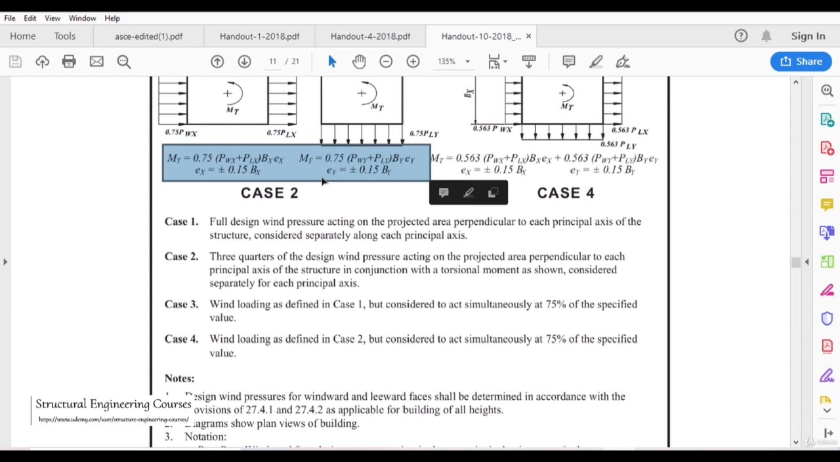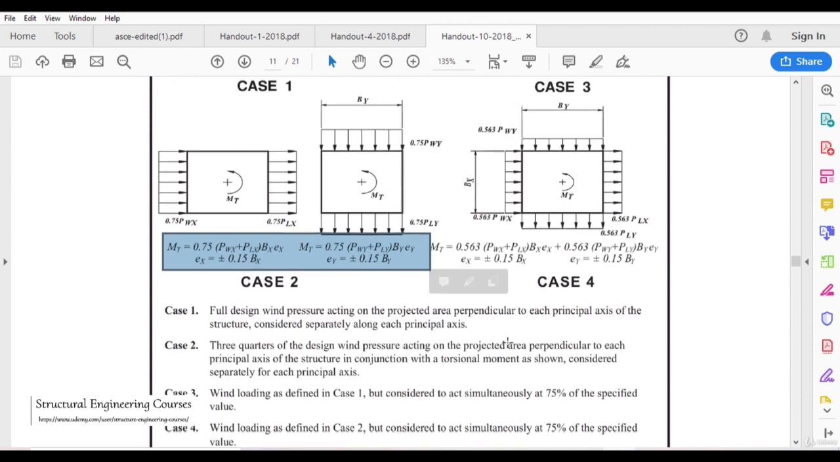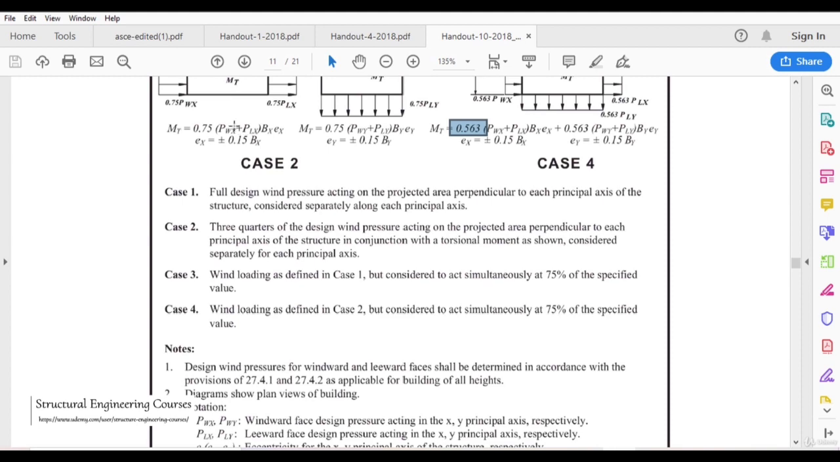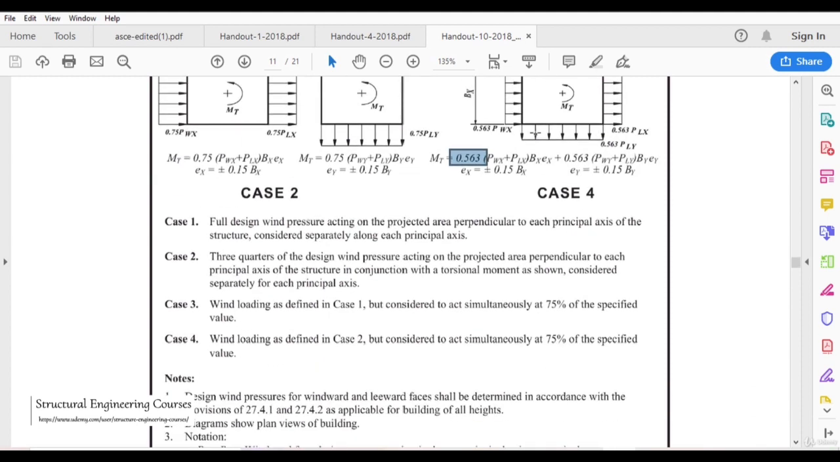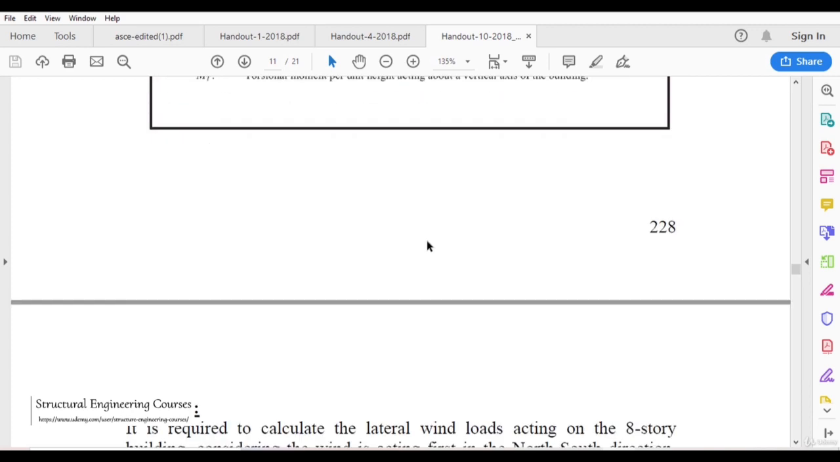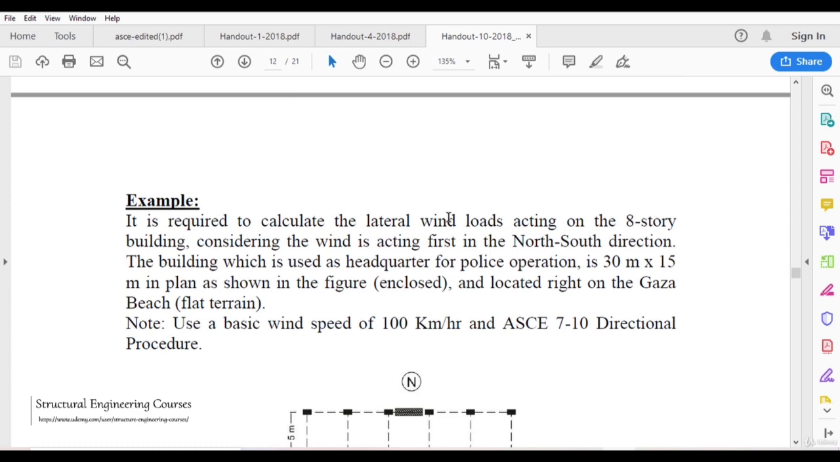If you are good with maths, 0.75 squared is nothing but 0.5625. That is the value they have considered here, the 0.563 that we are talking about. So wind load as defined in case number 2, but considered to act simultaneously at 75% of the loading values. Design wind pressure for windward and leeward faces shall be determined in accordance with the provisions of 27.4.1 and 27.4.2. Here they have also given an example.